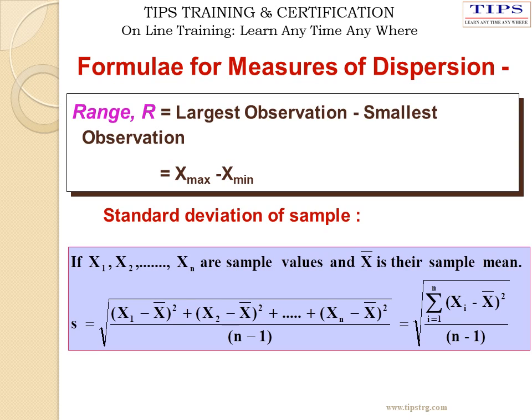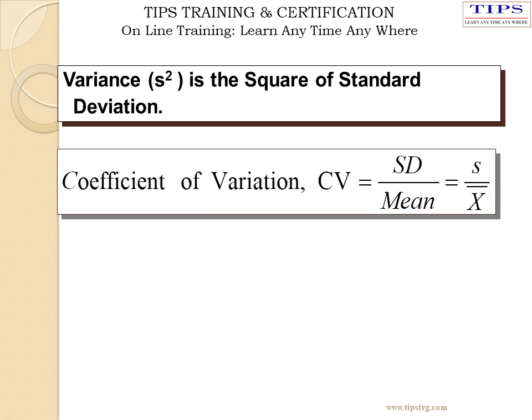Range is the largest observation minus the smallest observation, which in terms of formula is x max minus x min. The formula for standard deviation is given on the screen. S is equal to the square root of the summation of i equal to 1 to n of (xi minus x bar) whole squared, divided by n minus 1. Variance is the square of standard deviation. Coefficient of variation: CV is equal to standard deviation divided by mean.